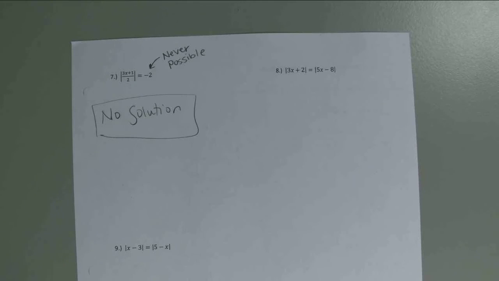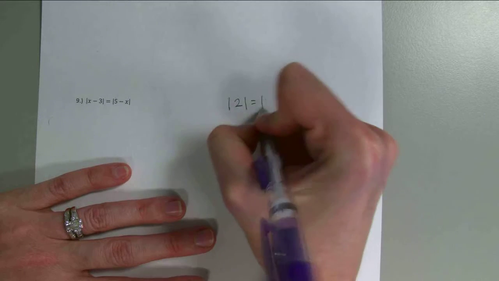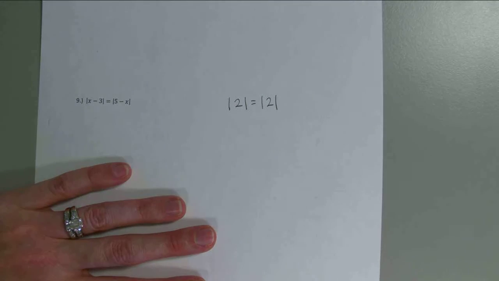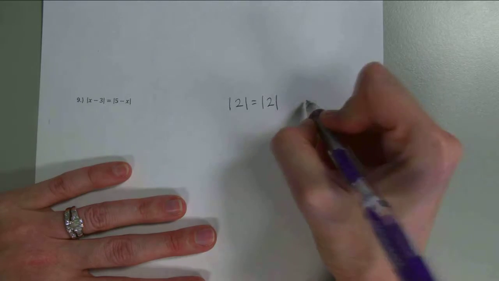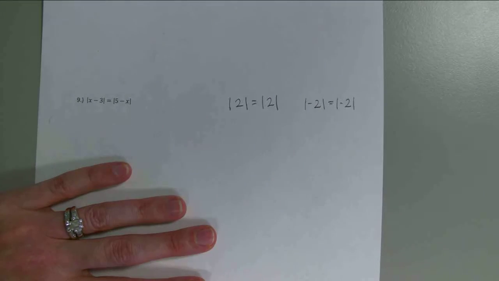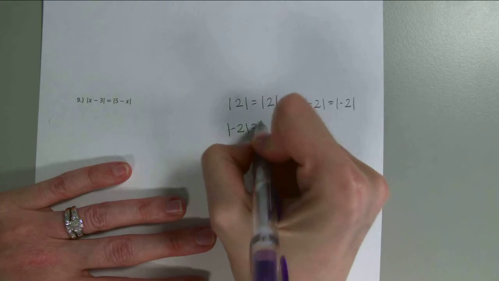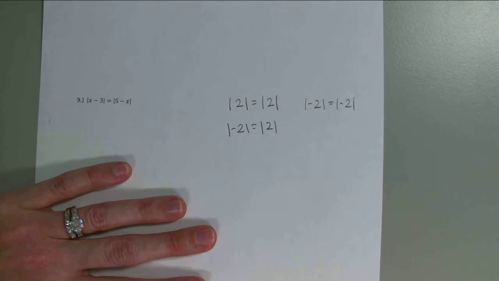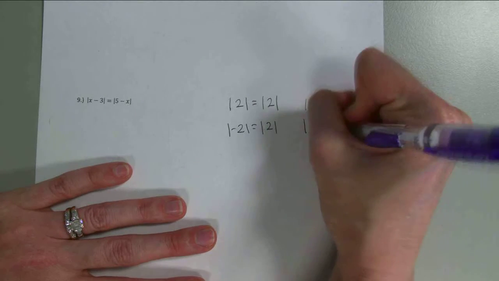All right, the last two are kind of weird because you have an absolute value equals an absolute value. And I'll kind of show you real quick. This is kind of how the book shows it. Don't you guys agree? You don't have to write this. Don't you guys agree that this is true? The absolute value of 2 is equal to the absolute value of 2. But isn't this true too? Yeah, because what's the absolute value of negative 2? Positive 2. So both of those are positive.